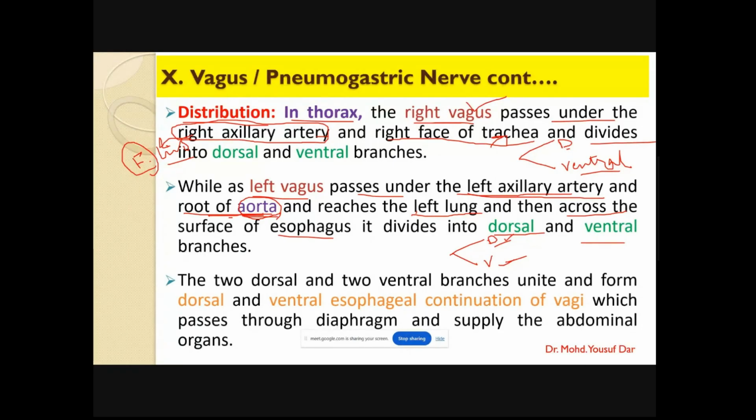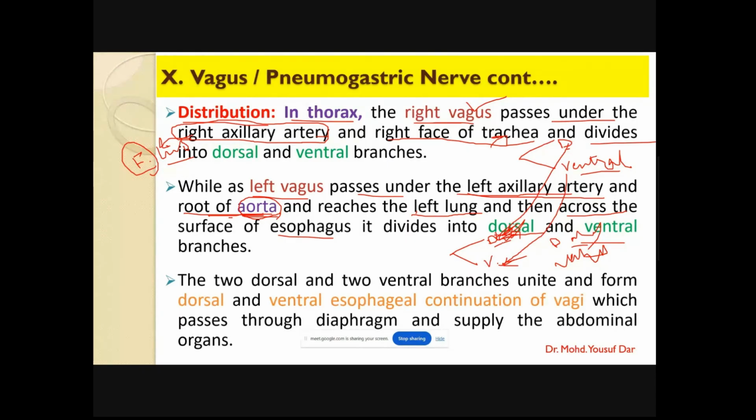फिर होता क्या है, after the bifurcation of the right and the left vagus into dorsal and ventral branches, the dorsal branch of the right vagus plus the dorsal branch of the left vagus, they unite, plus their ventral branches, they also unite, and they form a dorsal trunk and ventral trunk बनाते हैं. दोनों मिलके डॉर्सल एंड वेंट्रल ट्रंक बनाते हैं. ठीक है, दोनों मिल जाते हैं, they form dorsal and ventral, that is esophageal continuation of vagus जिसको हम बोलते हैं. Just simply they unite and they form dorsal and ventral trunk.